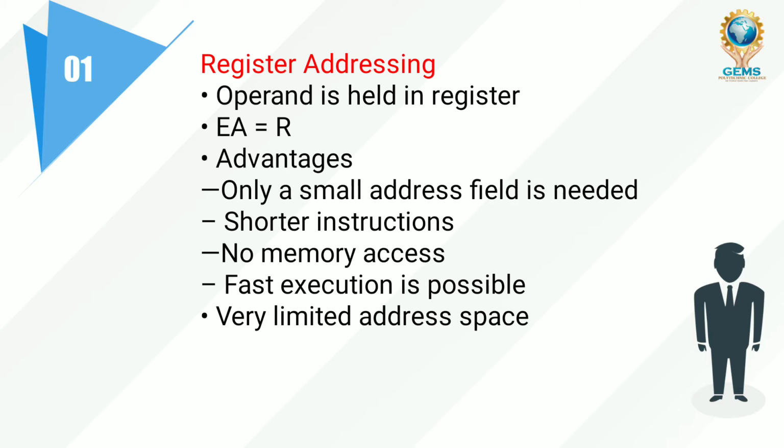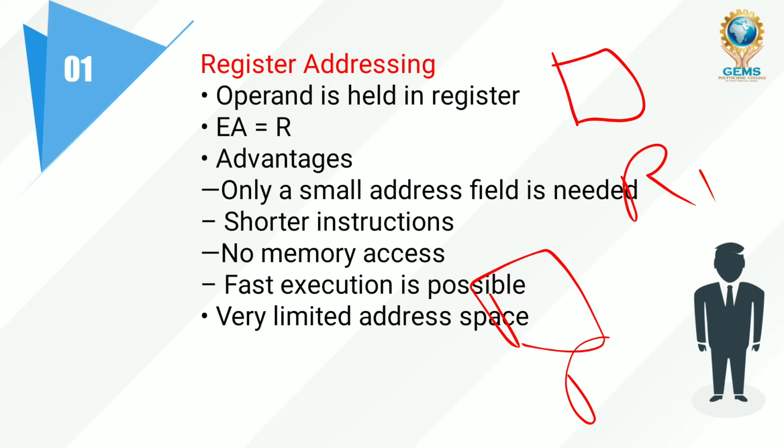Next one is register addressing. In a computer, many registers are there. I already said that: data register, address register, accumulator, program counter. These are all different kinds of registers that are available in a computer. So what is the address register? Address register, often held in a register, simple thing. So R1 is a register and R2 is a register.